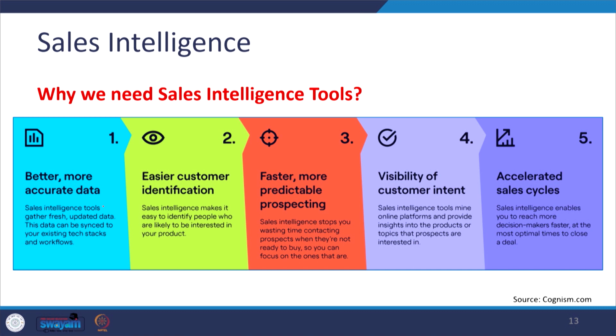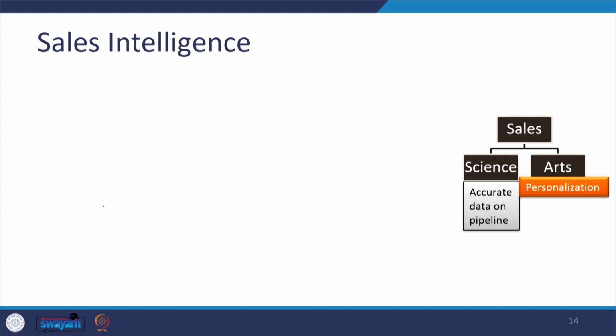And finally, we can have an accelerated sales cycle because of the sales intelligence tools and the insight that we get from these tools. Sales intelligence enables you to reach more decision makers faster at the most optimal times. The timing is very important to close a particular deal. Now, we also have this debate on whether sales is a science or an art. It is a science because we have to work on accurate data that is there in the pipeline and try to gauge what works well for that particular client. Whereas, it can also be called an art. Sales is an art because it is more about personalization, how you personalize a particular solution or product and target it to the particular pain points of the customer.